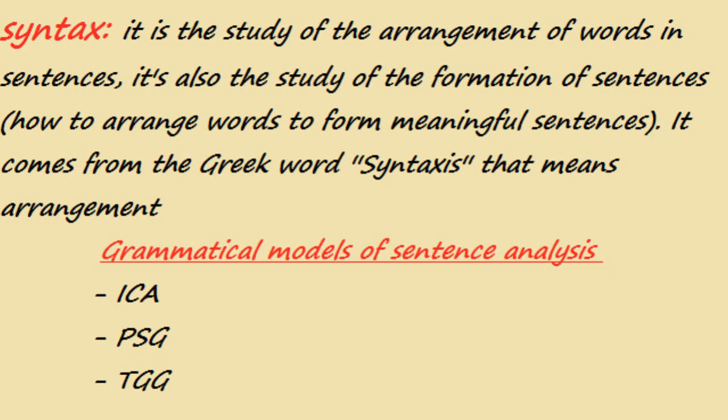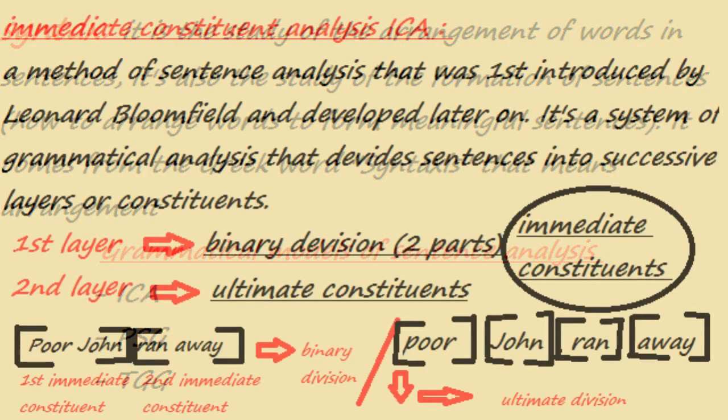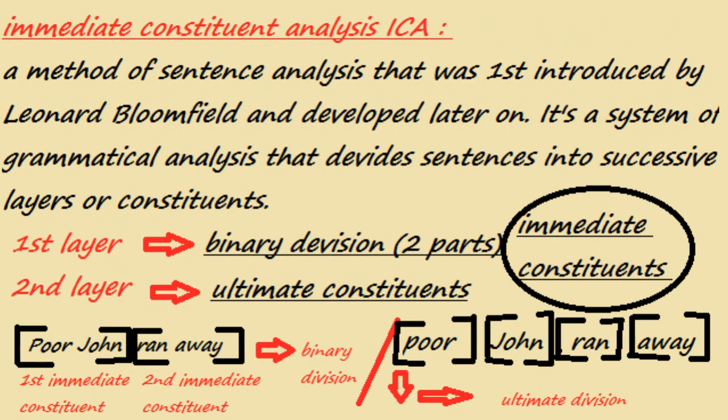So we will start with ICA. What do we mean by ICA? It is a method of sentence analysis that was first introduced by Leonard Bloomfield and developed further, which means his method, that we call ICA, did not remain as it was in the beginning, but was developed by other specialists, of course. This ICA is a system of grammatical analysis that divides sentences into successive layers or constituents.